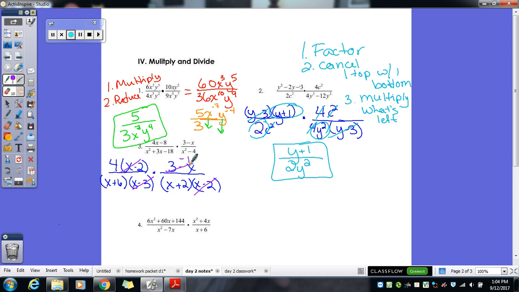Alright, so we're left in the top with 4 times negative 1. So that gives me a negative 4 over x plus 6 times x plus 2. Now you could go through and multiply those two out and get another trinomial, but you don't have to. And I don't recommend it because if you accidentally make a mistake, then you're going to lose points for that. So just leave it as the factored form, as we call it, and you'll be fine.